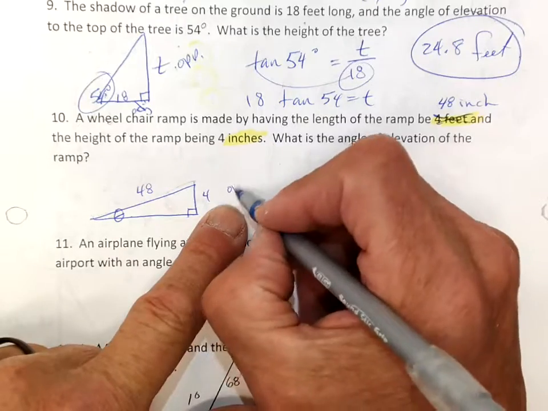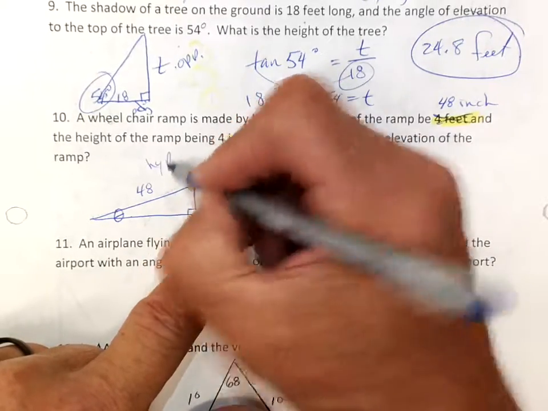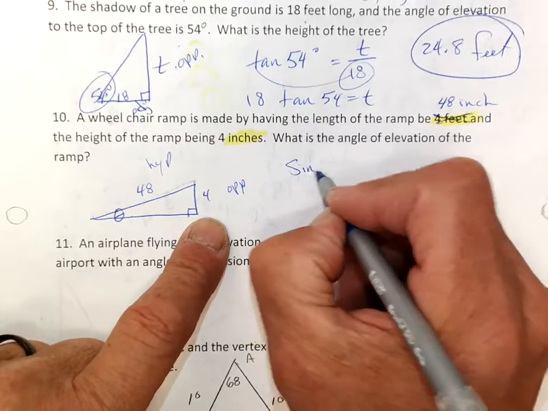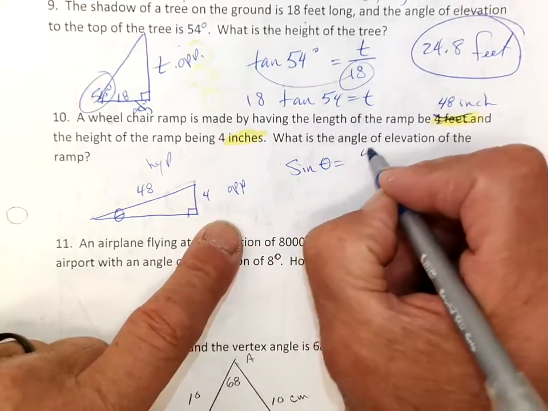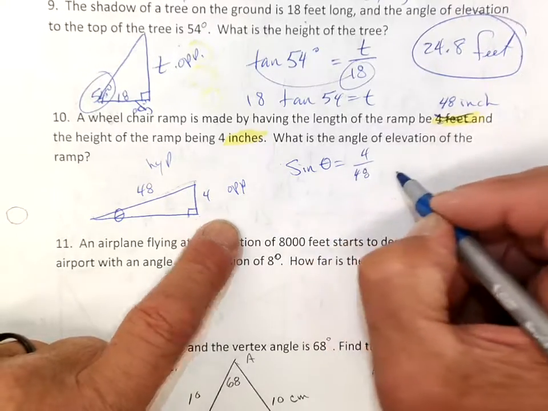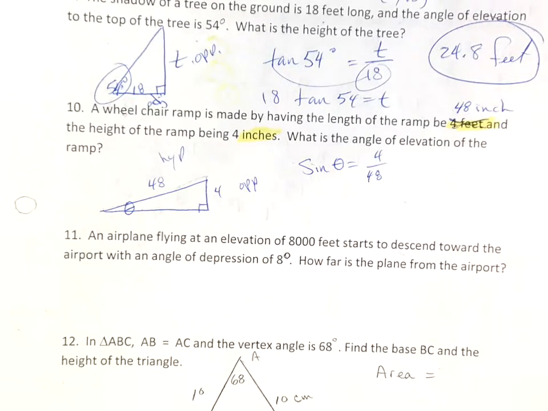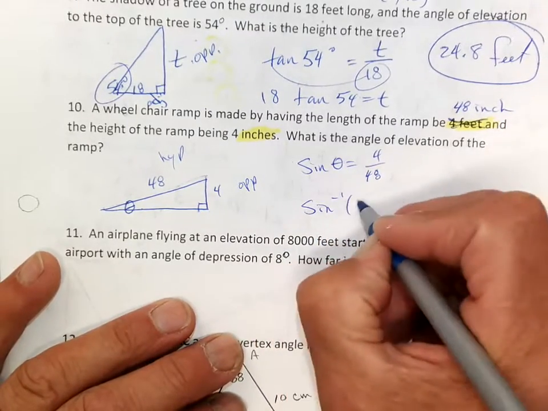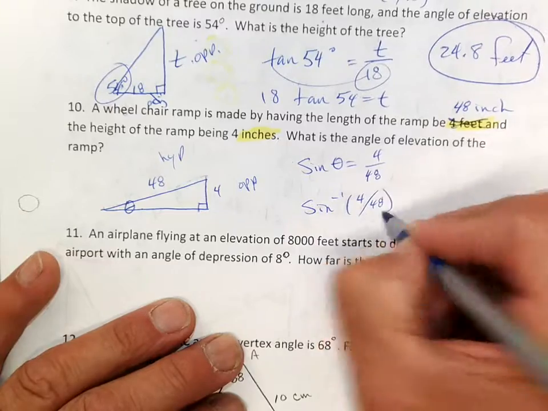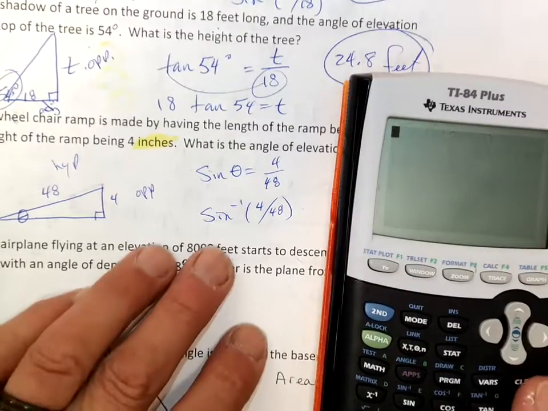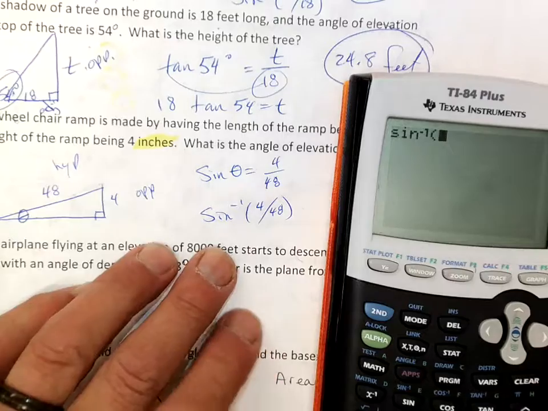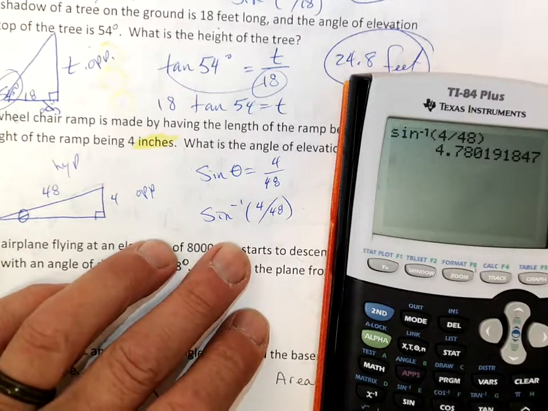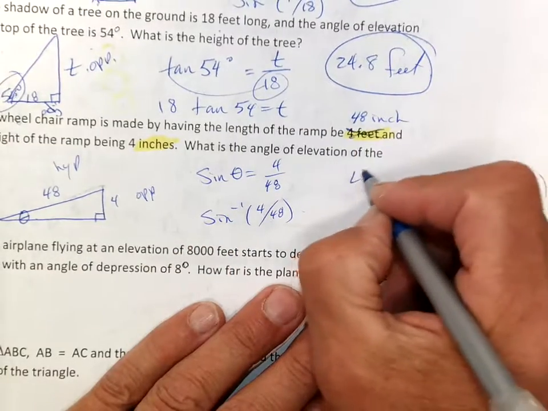Opposite. Hypotenuse, right? Let's use sine of theta equals the opposite over the hypotenuse. Okay, Tony, smart girl, what button am I going to push to find the angle? The blue one. Perfect. So we're going to go sine inverse of 4 out of 48. And let's see what my calculator tells me it is. So I'm going to go second sine, so I get the blue one, right? 4 divided by 48, and I get about a 4.8 degree angle.